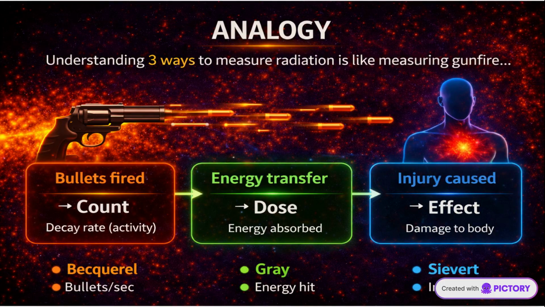To make this deeply intuitive, let's step outside physics. Imagine gunfire. Now think carefully. How would you describe it? You could count how many bullets are fired. You could measure how much energy those bullets carry. Or, you could look at the injury caused. Three descriptions, same event. And importantly, these are not interchangeable. More bullets doesn't always mean more damage. More energy doesn't always mean more injury. This is exactly what happens in radiation.